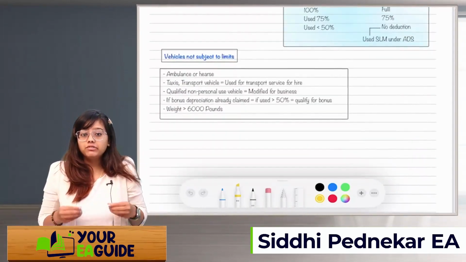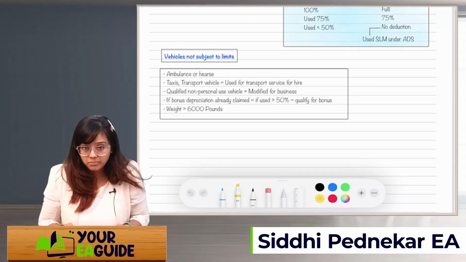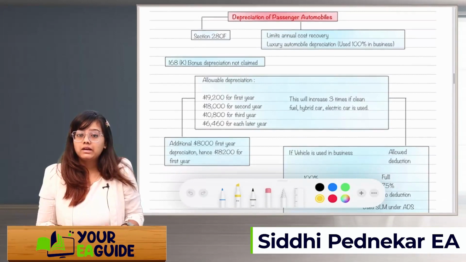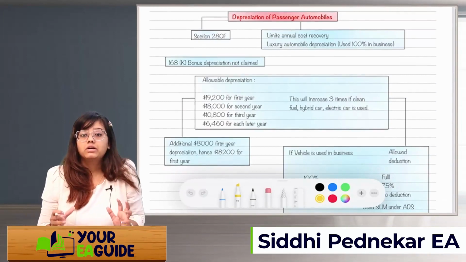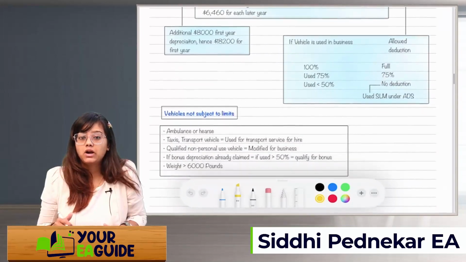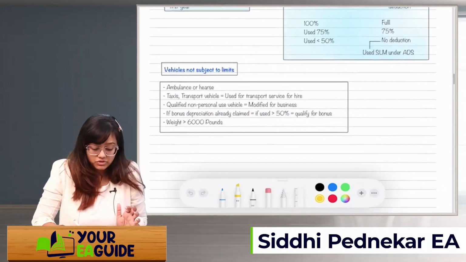If the weight of the vehicle is more than 6,000 pounds, then also you will not be able to take this depreciation. Passenger automobile depreciation will be allowed apart from these limits, which are mentioned over here.